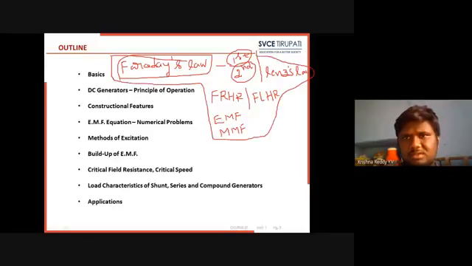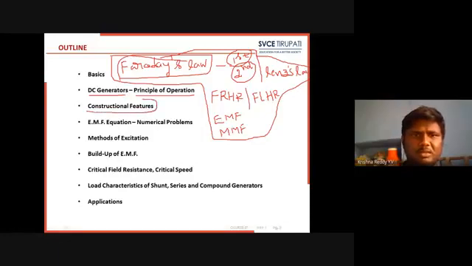To study the concept of DC machines, after that we go to DC generators and the principle of operation. In order to construct the DC machines, what are the main parts? We will discuss all these things today. If possible, we can derive the EMF equation of DC machines.